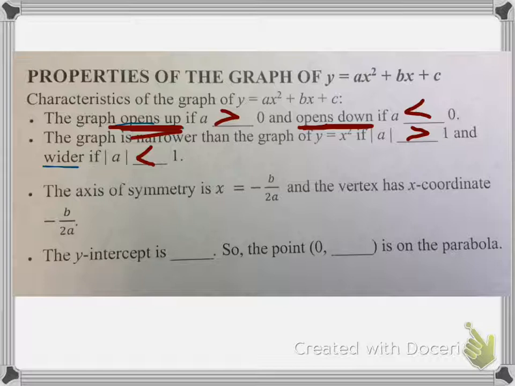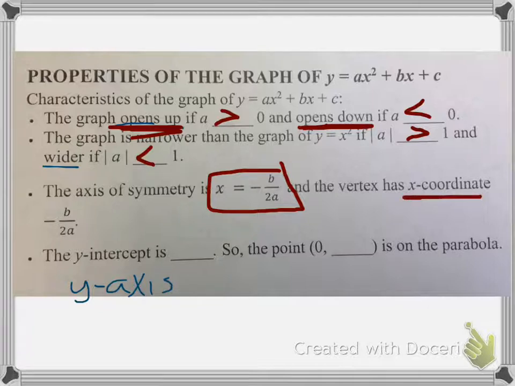The next formula, the axis of symmetry, we're going to have to use that formula, x equals negative b divided by 2a. This is also going to give you the x coordinate of the vertex. Now the y-intercept, and please remember the y-intercept is going to be on the y-axis, is going to be your c value. So my point's going to be (0, c). Now maybe it doesn't make sense right now because we don't have numbers, but it sure will later.